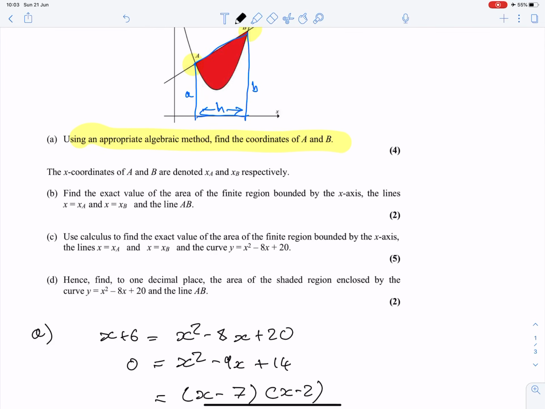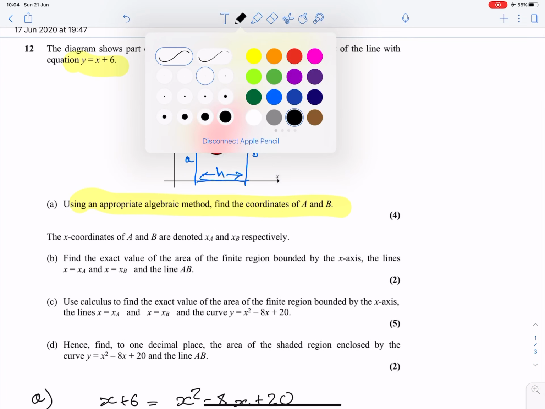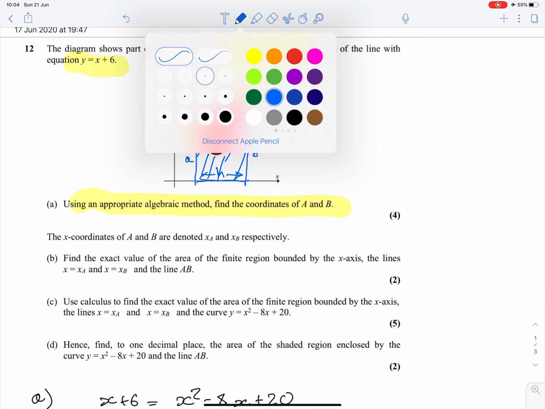Part C. Use calculus to find the exact value of the finite region bound by the x-axis and the lines x equals A, x equals B, and the curve. So that's the area underneath. So that is this bit in here. Yeah, the area under the curve between A and B.